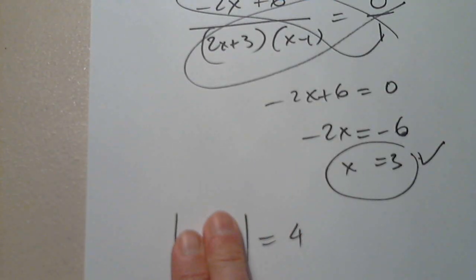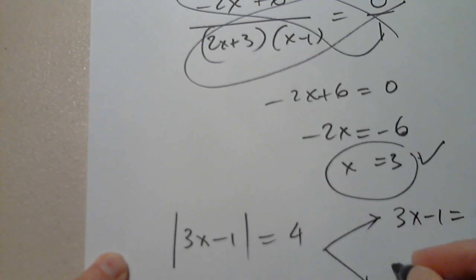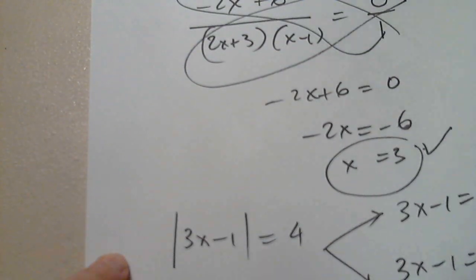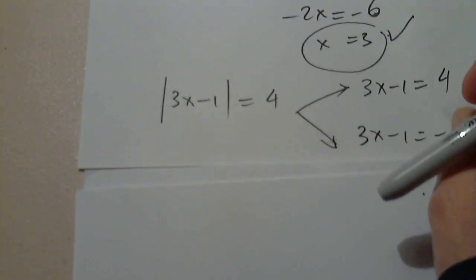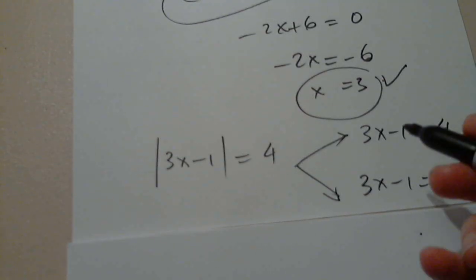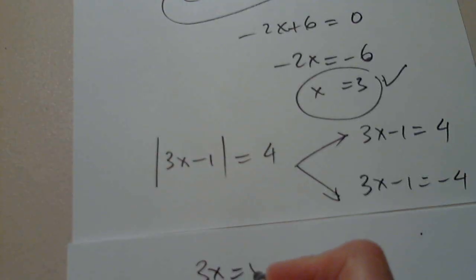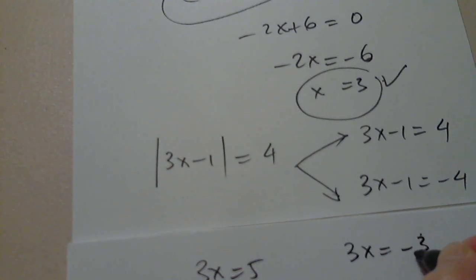The absolute value of which numbers can be 4? 4 or -4? Yes, indeed. So we have two options, 3x minus 1 equals 4, and 3x minus 1 equals -4. Of course, I have to solve, but this is almost done. So we have to convert the absolute value equation into two simple linear equations that I can solve. Excellent. So I move one. So 3x equals 5, x equals 5/3. And the other one, I move one, 3x equals -3, x equals -1.